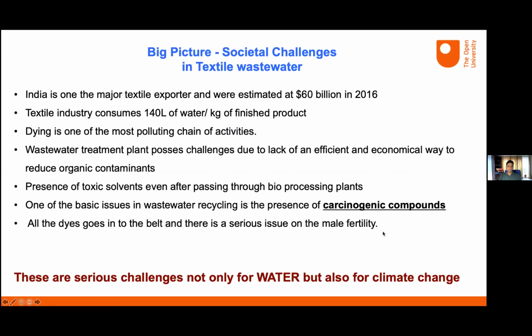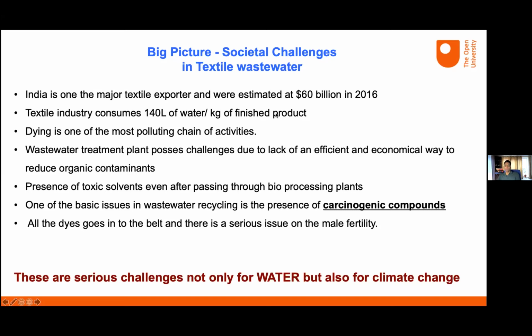If you look at the big picture, particularly India, it is one of the major textile industries. They estimated about 60 billion, now it's more than 80 billion in 2020. But it consumes 140 liters of fresh water, and these are talking about per kg of the finished product.